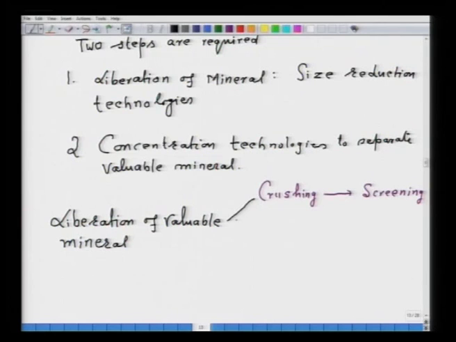Now, you may argue, sir, while in the crushing we may have attained the mineral in its fully liberated state. No, it is not possible because of the size. So, then it is ground further. So, the next stage in case of liberation is called grinding, or sometimes also called milling operation.